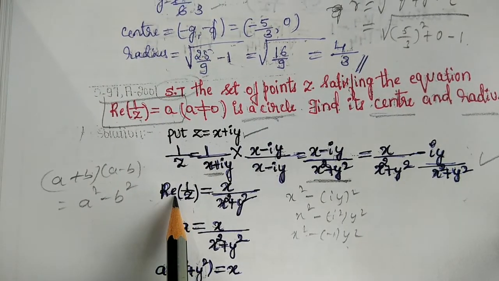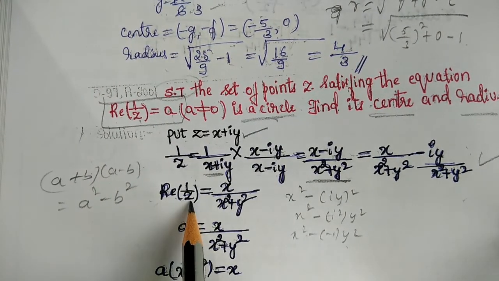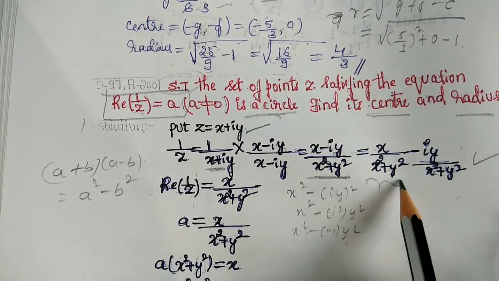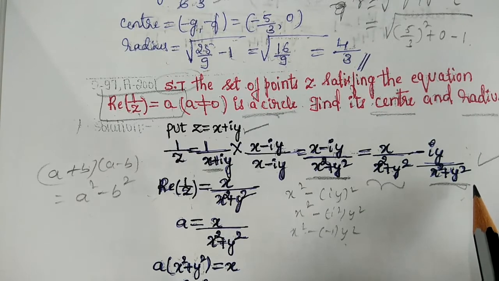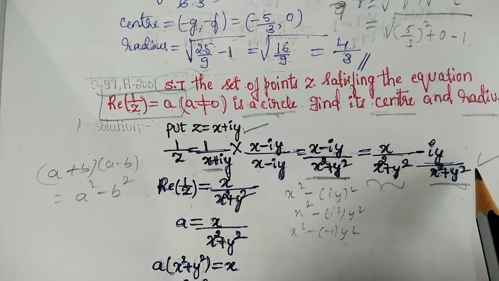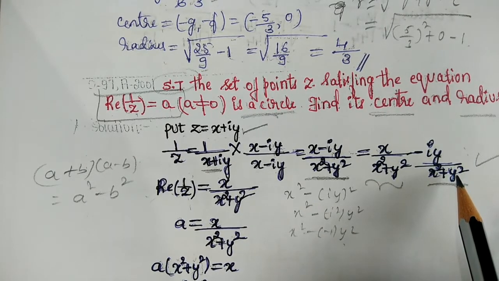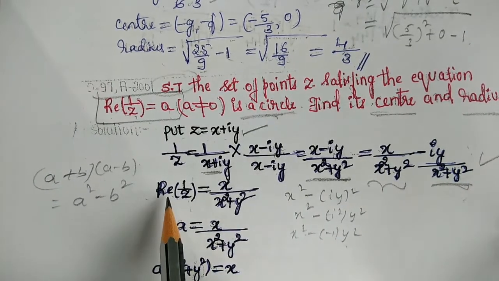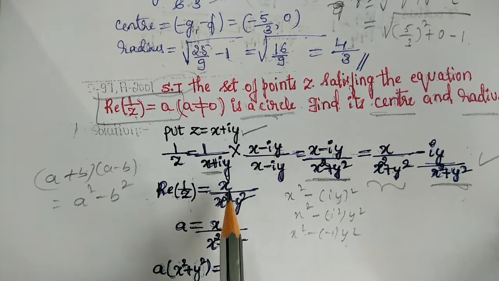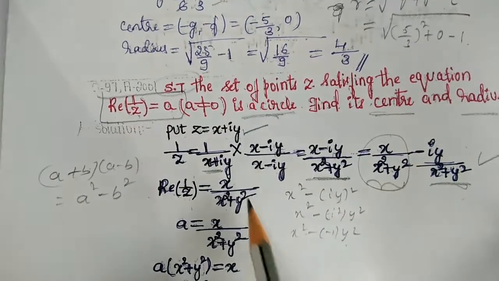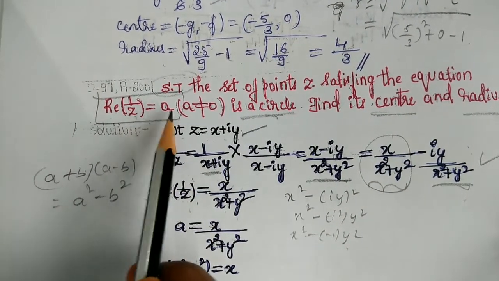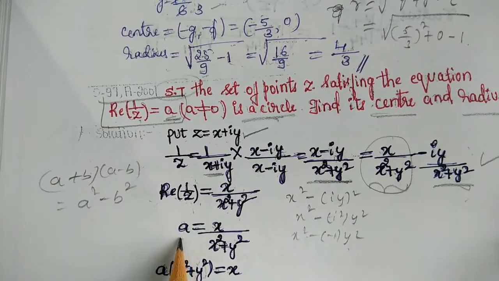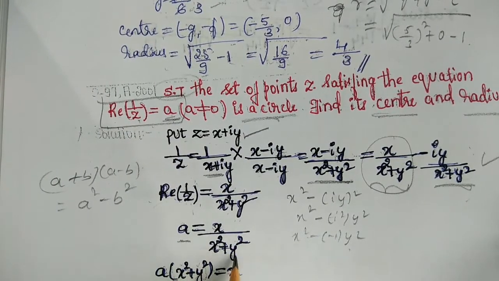Re refers to the real part of 1 by z. So what is the real part? This one is the real part, and this one, minus y by x square plus y square except i, is the imaginary part, but we have only the real part. So the real part of 1 by z is x by x square plus y square. In the information, the real part of 1 by z is a. So a is equal to x by x square plus y square.